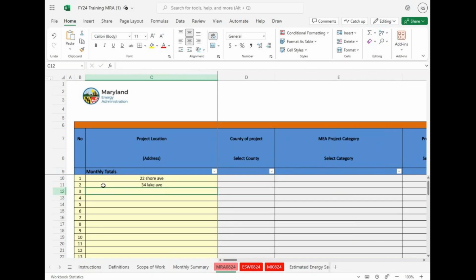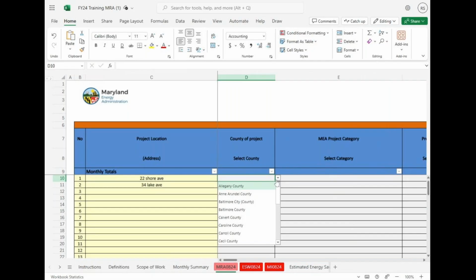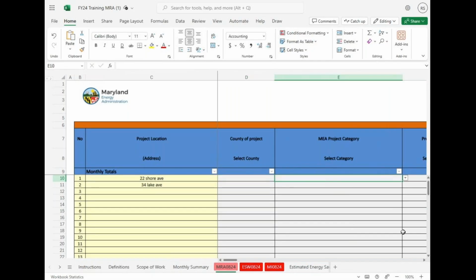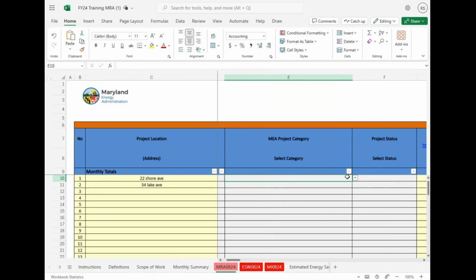Okay, so every home you work on, you put in their address. So whatever work was done for 22 Shore Ave, you go vertically across and fill in all the information that home has completed. For instance, we're going to say 22 Shore Ave was in what county? And we have drop downs in the gray sections, which make this process faster for you. Okay, and then we go down the line, filling in every single column, please.